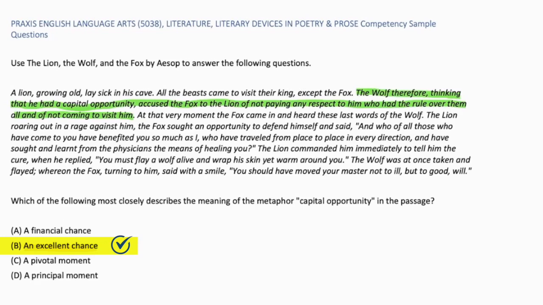The sentence, "The wolf therefore, thinking that he had a capital opportunity, accused the fox to the lion of not paying any respect to him, who had the rule over them all, and of not coming to visit him," tells us that the wolf is using the absence of the fox as a chance to accuse the fox of being disrespectful.